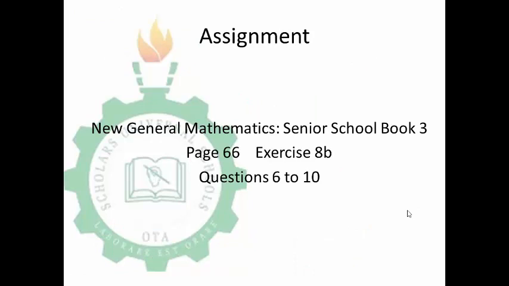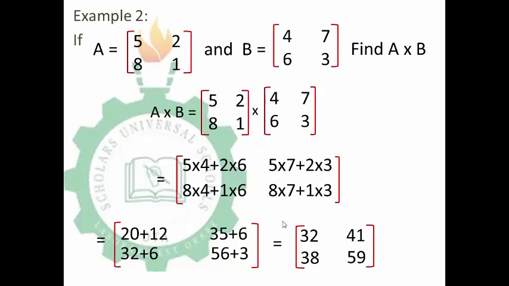So, assignment for you, you take the New General Mathematics for SS3 and work on page 66, exercise 8B, question 6 to 10. But before you go, in addition to this assignment, you are going to show whether matrices A and B that are multiplied here can be commutative under multiplication.